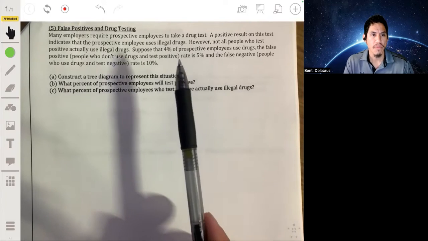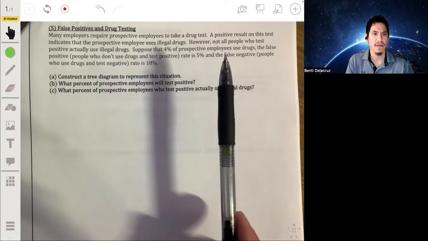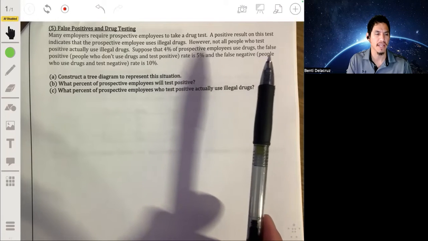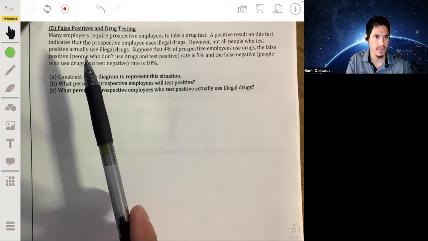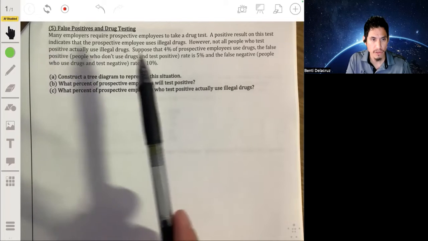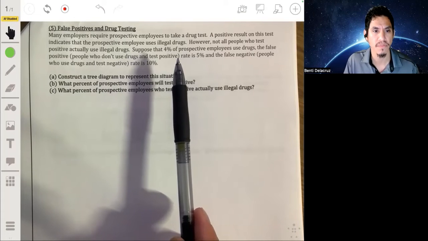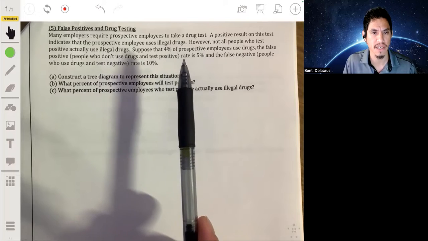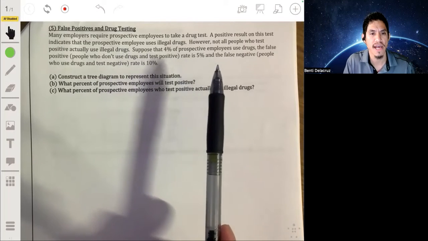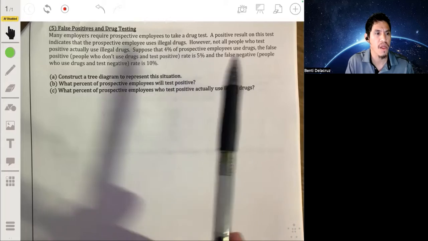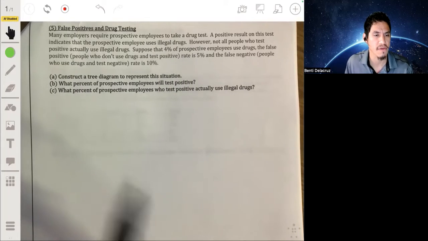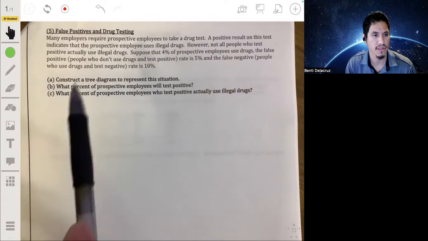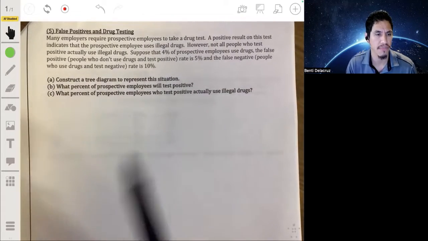According to this, 4% of the prospective employees use drugs, and the false positive rate, meaning the people who don't use drugs and test positive, is 5%. So 5% of people who actually don't use drugs will test positive. And it says the false negative rate, people who use drugs and test negative, is 10%. Okay, so we're going to construct a tree diagram to represent the situation.